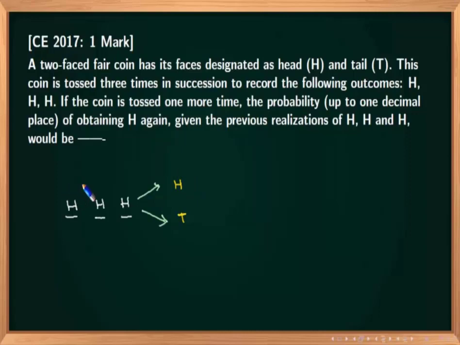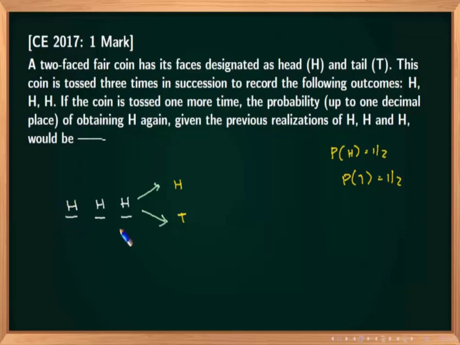You know that these events are independent. When you toss a coin for the first time and again for the second time, this outcome is not dependent on that outcome. This outcome is not dependent on this nor on this. So for the final toss, the probability of getting a head will be 1 by 2, and the probability of getting a tail will again be 1 by 2. You already know this.